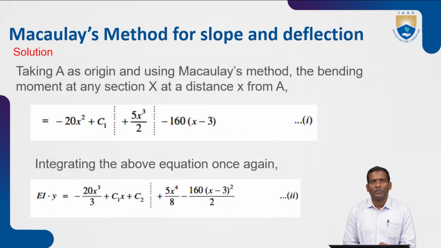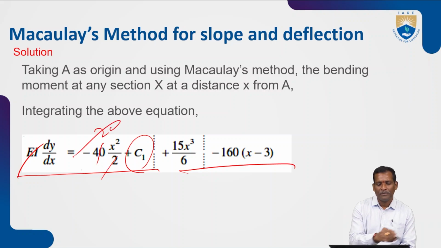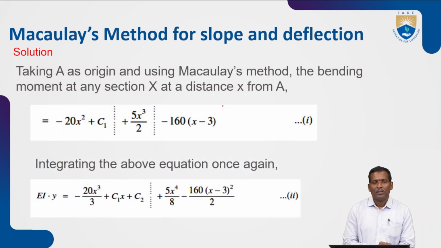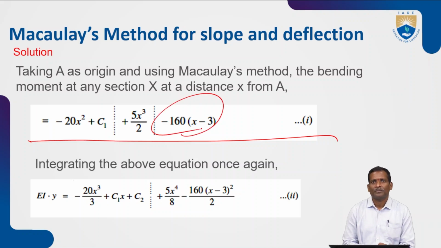Clear? Now, the bending moment at any section X at a distance small x from A is minus 20x square. So after simplification we will get equation 1: minus 20x square plus C1 plus 5x cube by 2 minus 160 into x minus 3. So integrating the above equation once again.